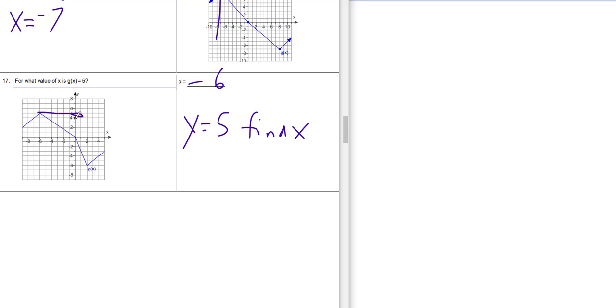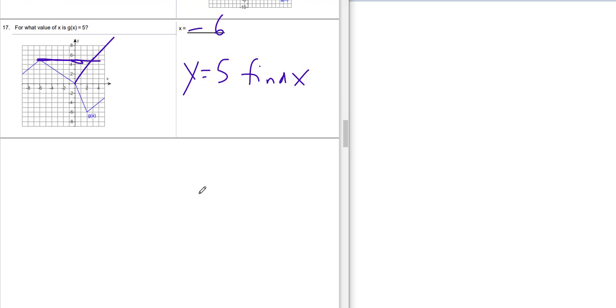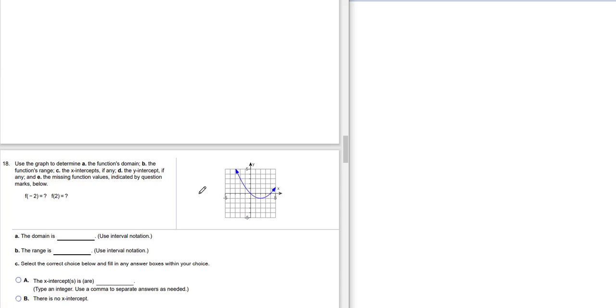Now, sometimes these have two answers. If this graph had gone this way, it would have had an answer here and here. But in this particular case, we only had one answer. But look out for that. Sometimes when they give you the y value, you may have more than one x. That is definitely possible even with a function.